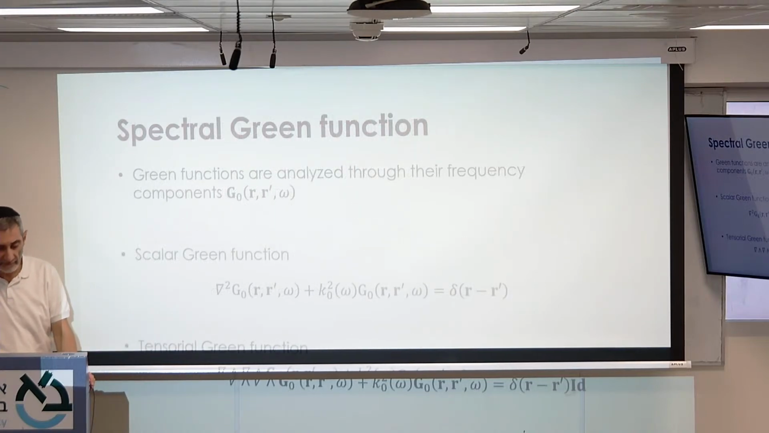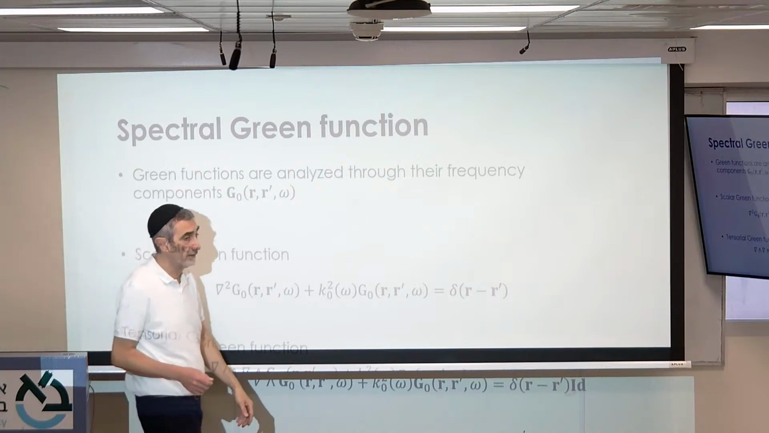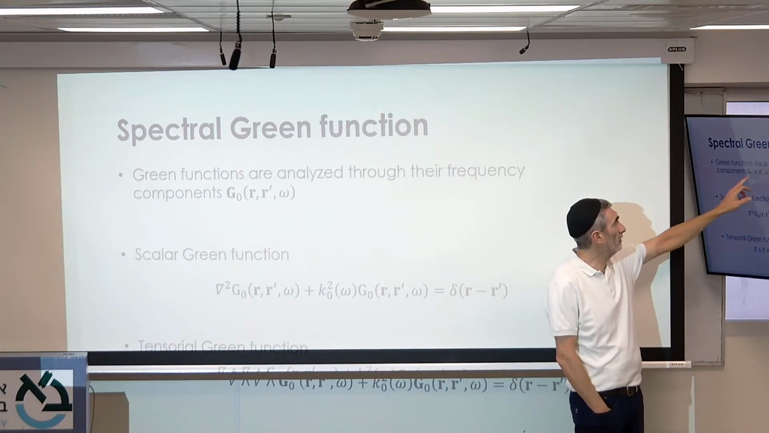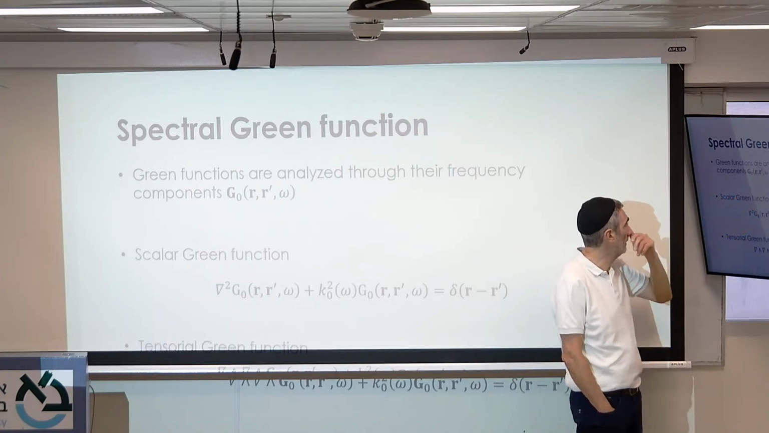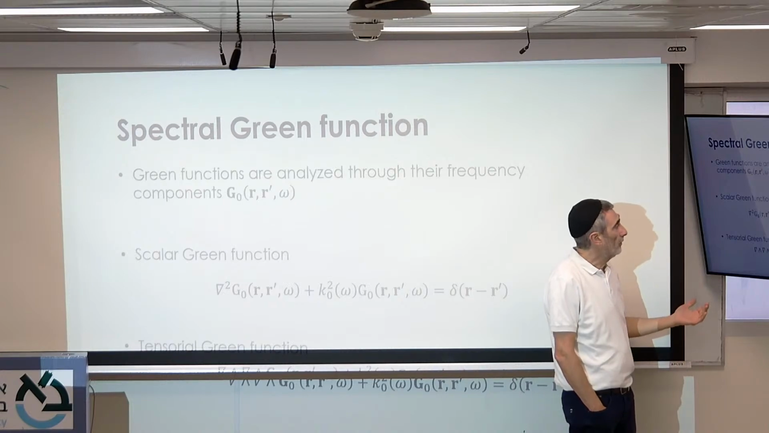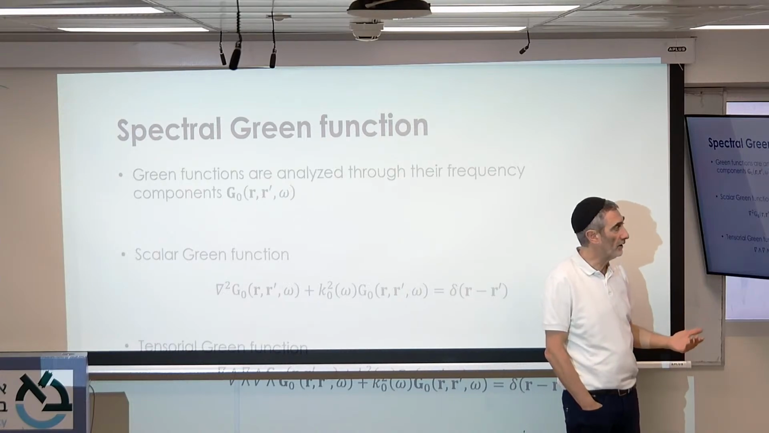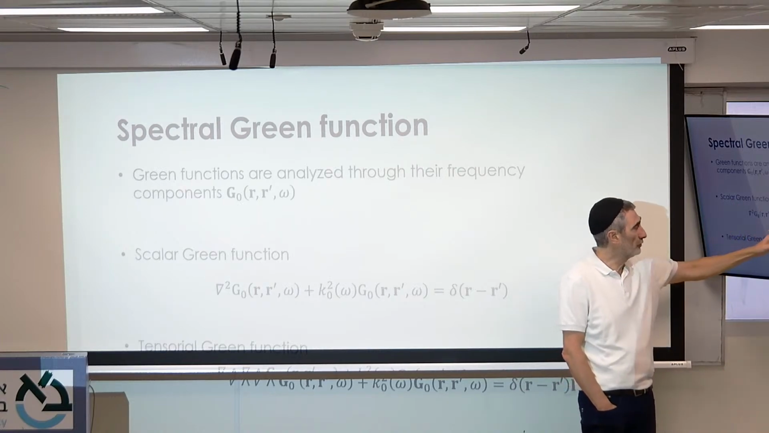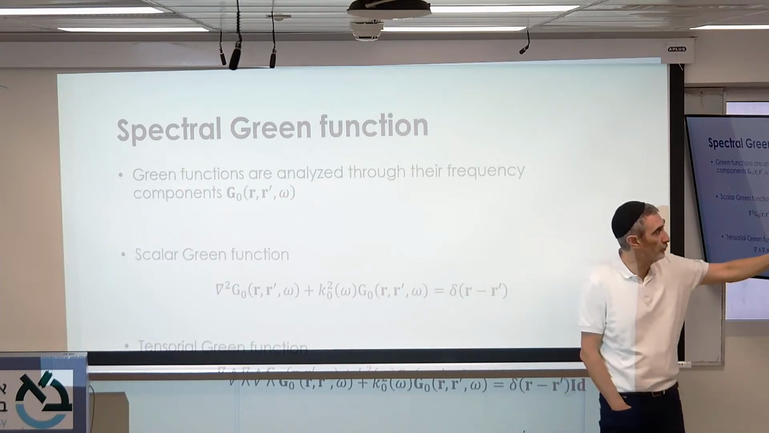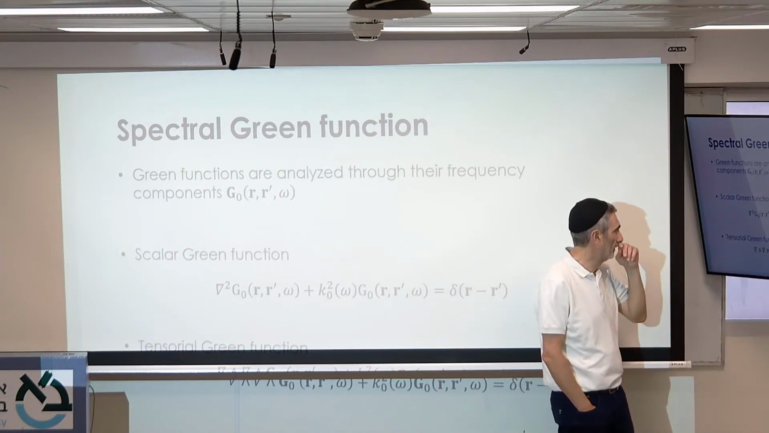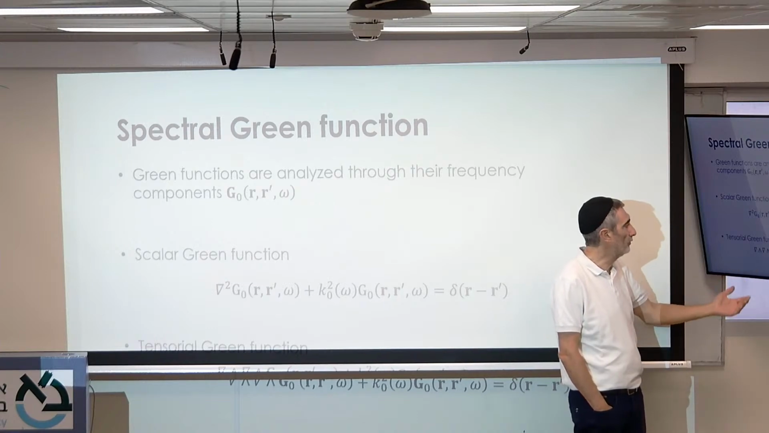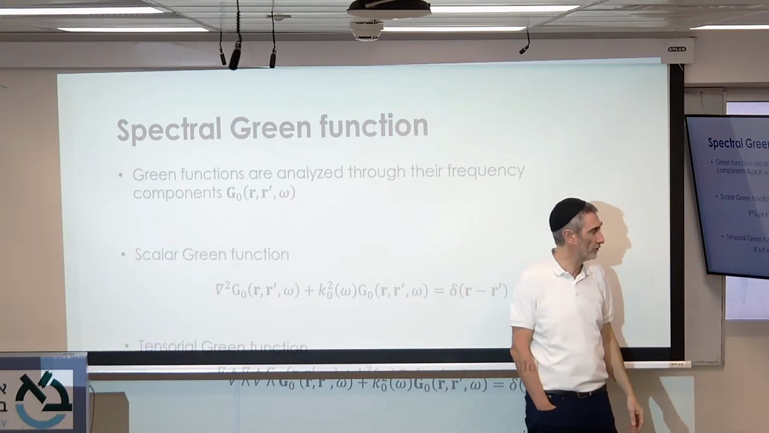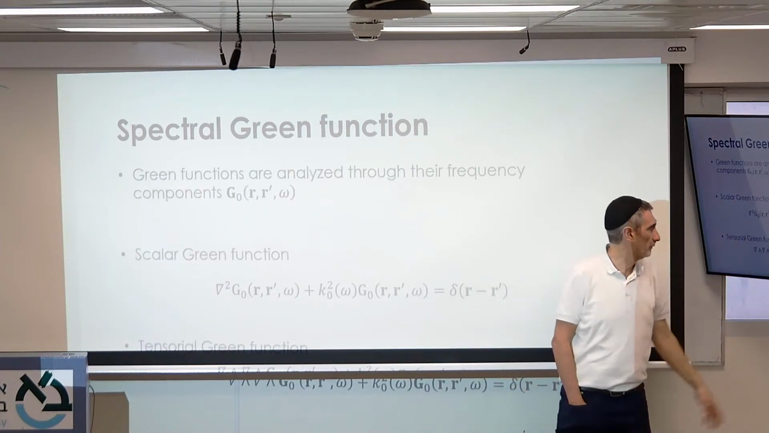Here, spectral Green function, so you can go to the frequency domain and consider only one particular frequency. So the Green function is analyzed through that frequency component, G0 of R, R prime, omega. Depending on the type of equation, if you look at the scalar wave equation, you have a scalar Green function, which is the solution of the scalar wave equation with source term. And if you want to make it more complicated, you go to the vectorial wave equation and you define a tensorial Green function with the source term.